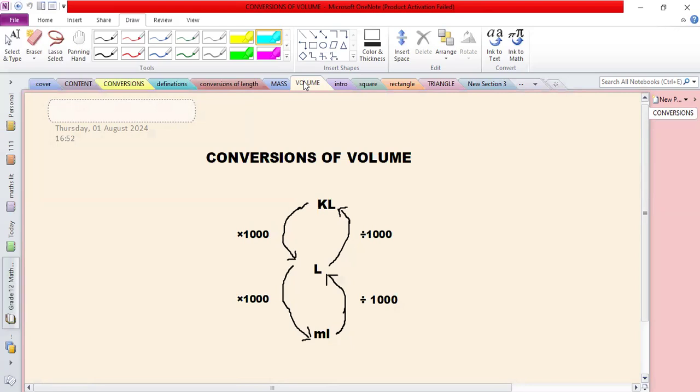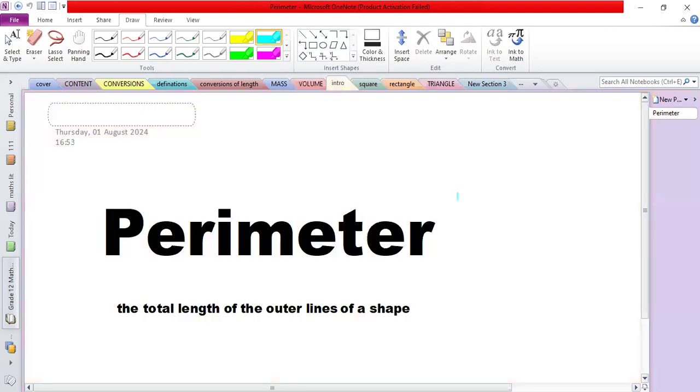When you move from a bigger unit to a smaller unit, you multiply. When you move from a smaller unit to a bigger unit, you divide. So from liter to kiloliter will be divided by 1,000. I believe now everyone understands the ways conversion works.